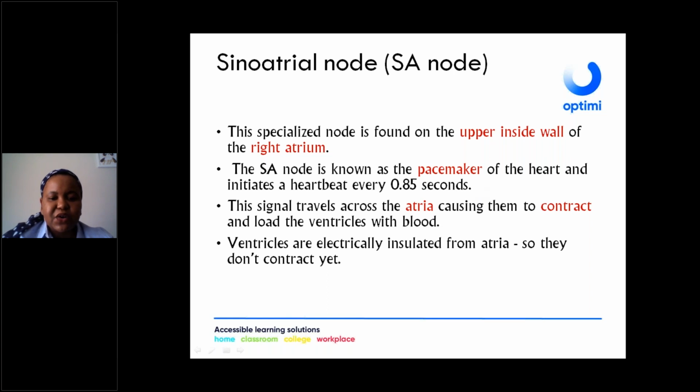The signal travels across the atria, causing them to contract. As the atria contract, the valves will open and blood will be loaded into the ventricles. So that's what they assist with. They send signals into the atria to tell them to contract. When the atria become filled with blood, the SA node will tell it, listen, atria, it's time to contract now so that blood can flow into the ventricles.